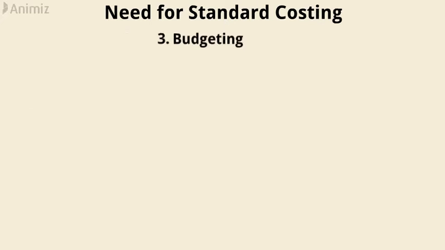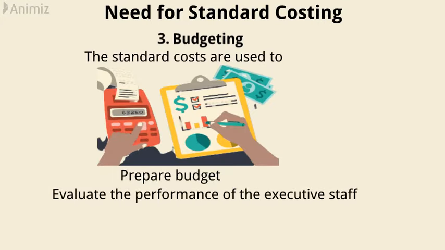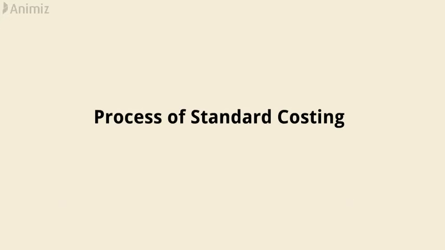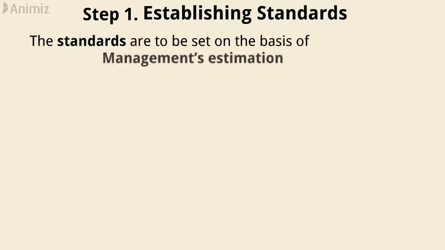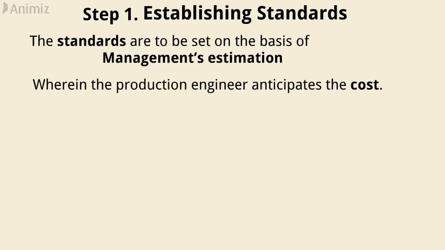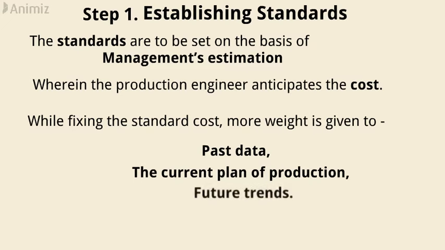3. Budgeting. The standard costs are used to prepare budgets, and evaluate the performance of the executive staff on the basis of these budgets. Process of standard costing. Step 1. Establishing standards. First and foremost, the standards are to be set on the basis of management's estimation, wherein the production engineer anticipates the cost. In general, while fixing the standard cost, more weight is given to the past data, the current plan of production, and future trends.